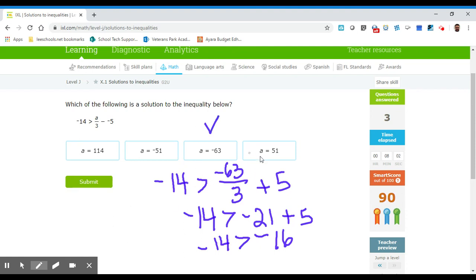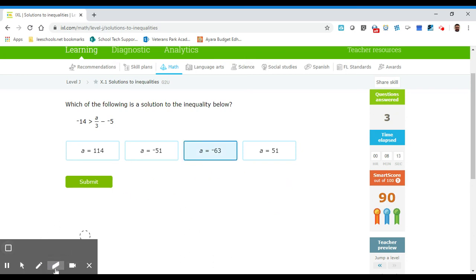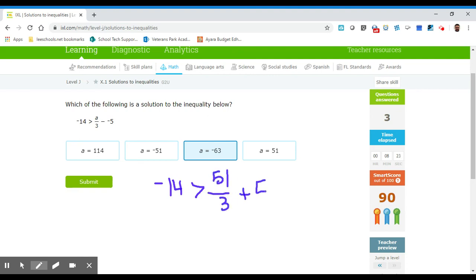Okay. I have a sneaking suspicion that 51 is not going to work because it's a positive number like before, but I'll show you why. So far, let's click this one. Let's not forget that. And again, let's follow through and do the last step here. Negative 14 greater than. Plug the 51 in there, divided by 3, plus 5. Now I know this is not true because it's a positive, and positives are always larger than negatives. So this is not going to make sense. So there's only one proper solution.